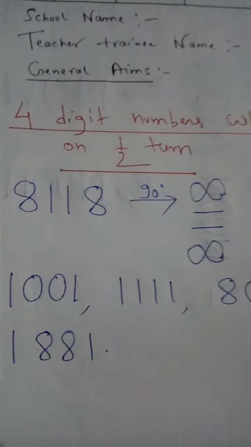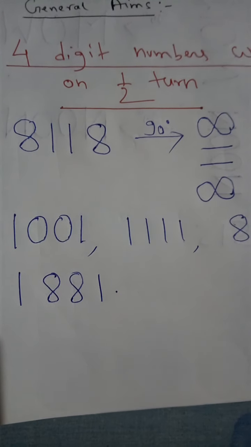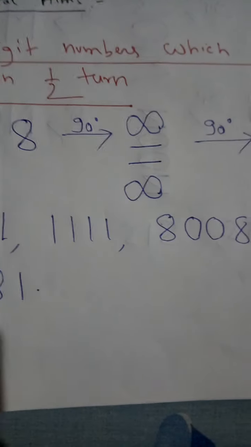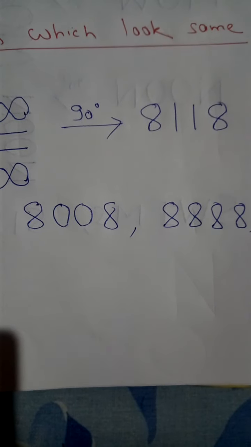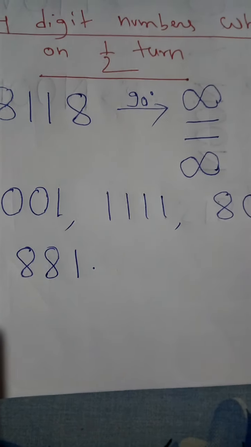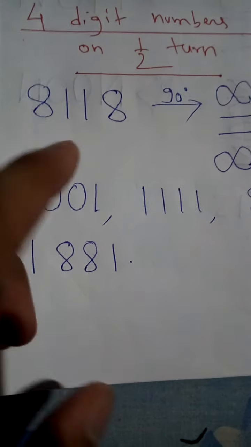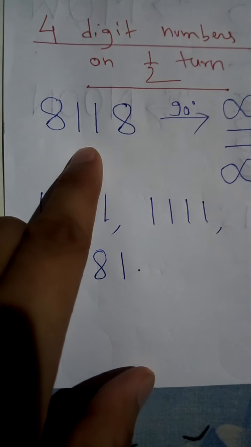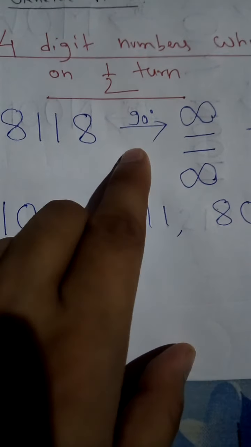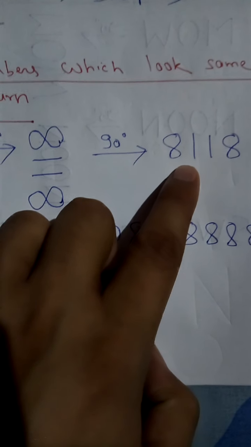Now the next one is 4-digit numbers which look the same on a half turn. So the first one I have done is 8118. This number, if you turn through 90 degree, it will look like this, and again 90 degree, that means 90 plus 90, 180 degree, it will look like 8118, same.